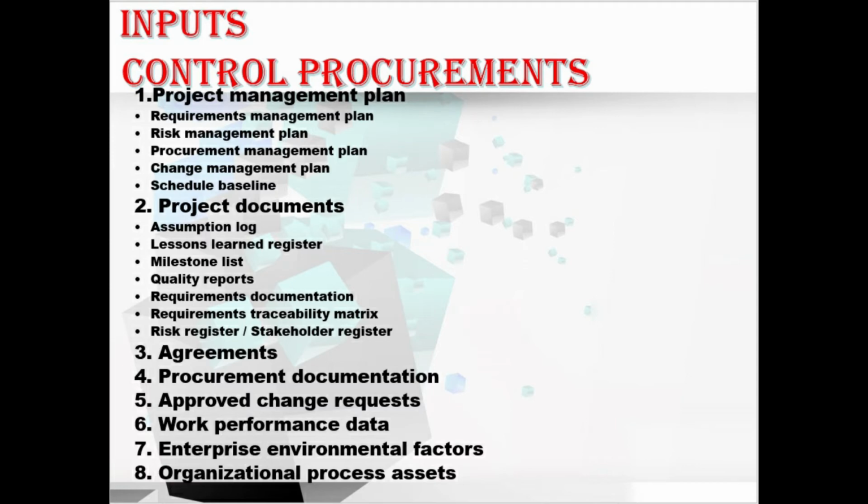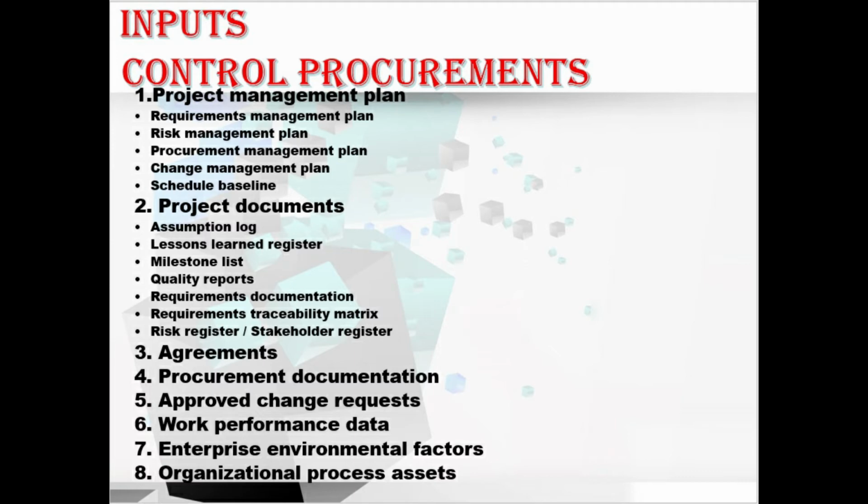Moving to the next input, work performance data. The work performance data here contains the seller data on the project status, such as technical performance, activities that have started, which are in progress or completed, and it contains the costs that have been incurred or committed, etc. So this is about the work performance data.